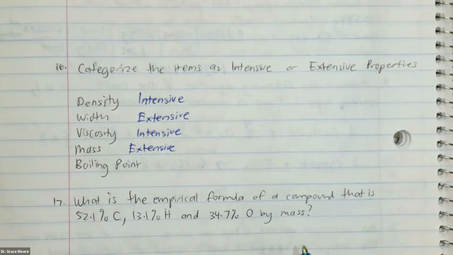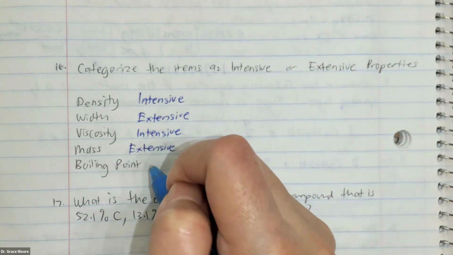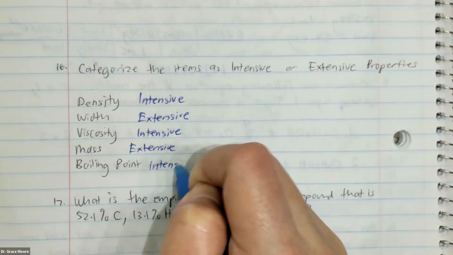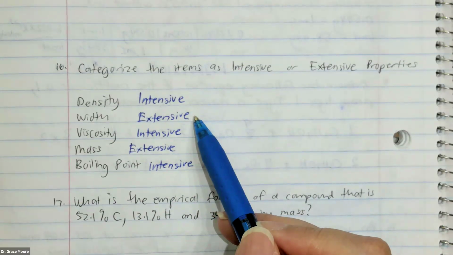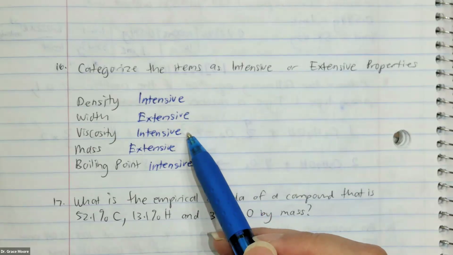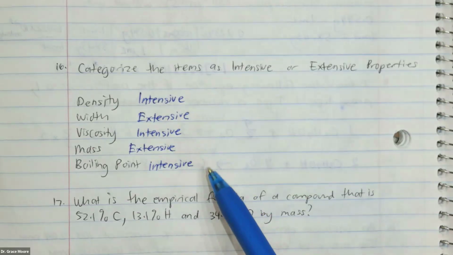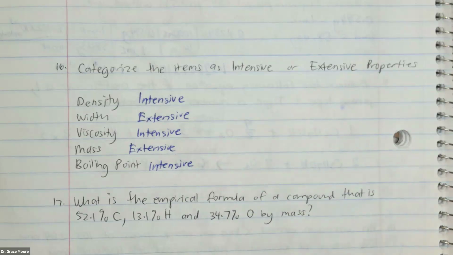So viscosity is intensive. If I have more water versus a little bit of water, would the boiling point change? No, the boiling point stays as long as the environment stays the same. So this one is also an intensive property. So to recap, density is intensive, width is extensive, viscosity is intensive, mass is extensive, boiling point is intensive.